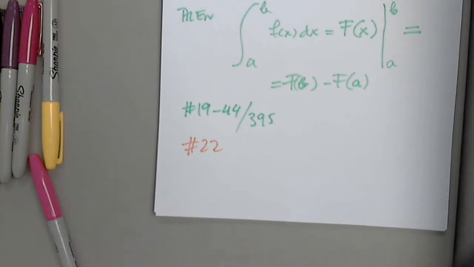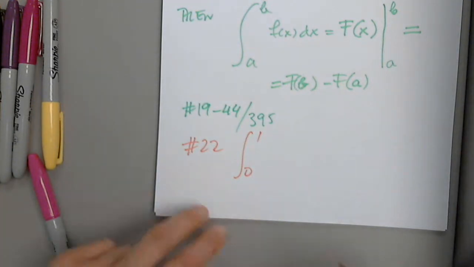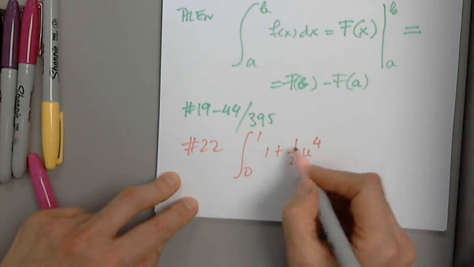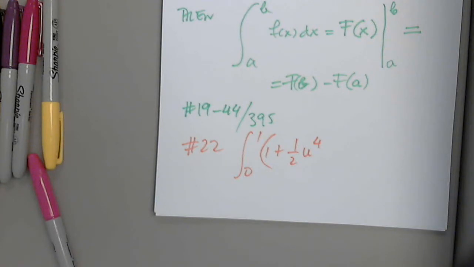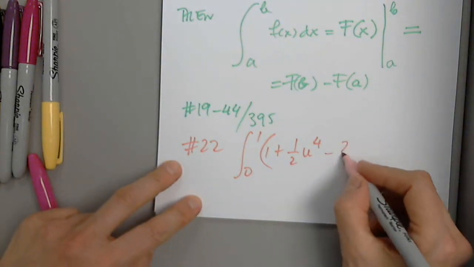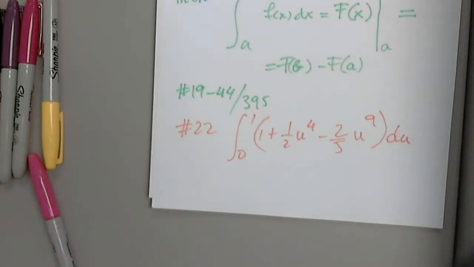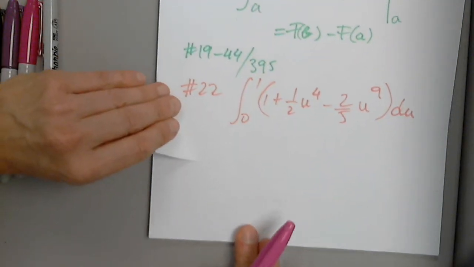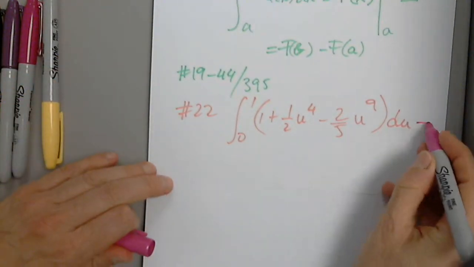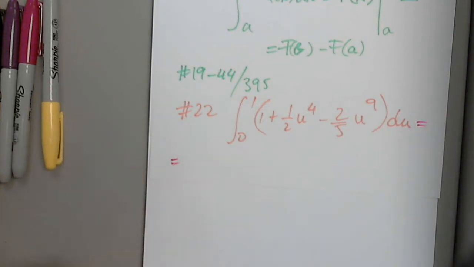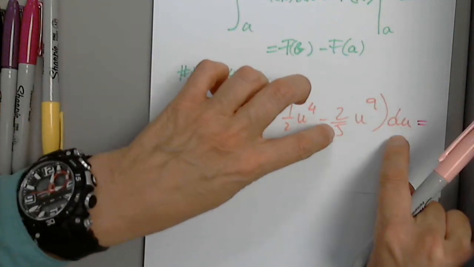The integral from 0 to 1 of 1 plus 1/2 u to the 4th minus 2/5 u to the 9th, obviously du. There is no integral without a function and du, or dx, or dt. So first step, we have to identify the antiderivative of each piece.